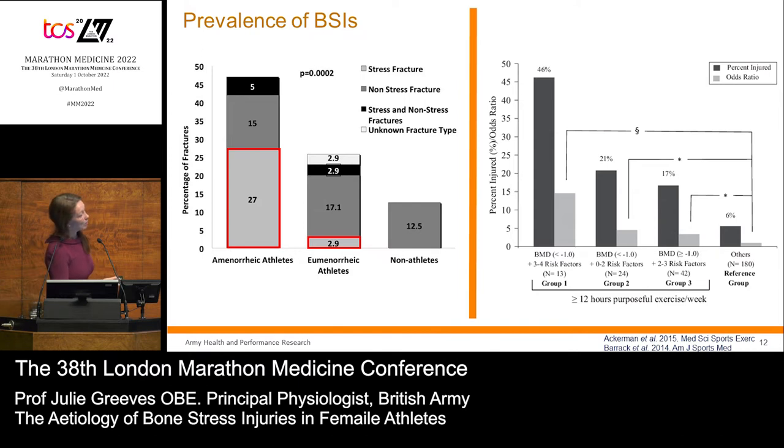On the right-hand side is taking that model further still. It looked at those risk factors as part of the female athlete triad, which is low bone mass, low energy availability or disordered eating, and menstrual status. This study showed that the prevalence of stress fractures or bone stress injuries was far higher when 2 to 3 of these risk factors were present, as well as a low bone mineral density, compared with those who had the same number of risk factors, but the bone mineral density was above 1. So there's clear evidence that this RED-S or female athlete triad and the risk factors that sit in these frameworks contribute significantly to the risk of bone stress injuries.